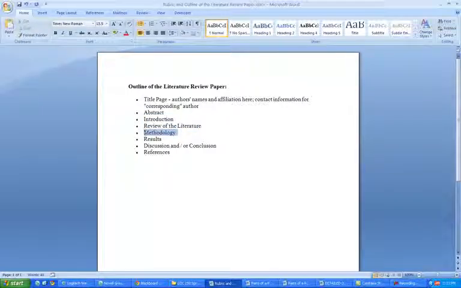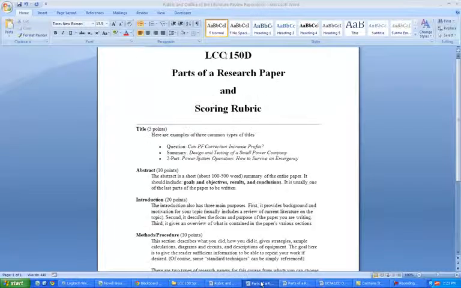Your methodology, where'd you get your articles? Okay, that's just a very short section. The results, if there are results, if there are any numbers that you found, you can do that as well. This is the big piece right here. This is when you bring in your ideas and what you've found. References, always in the APA format. So let me go into more details.